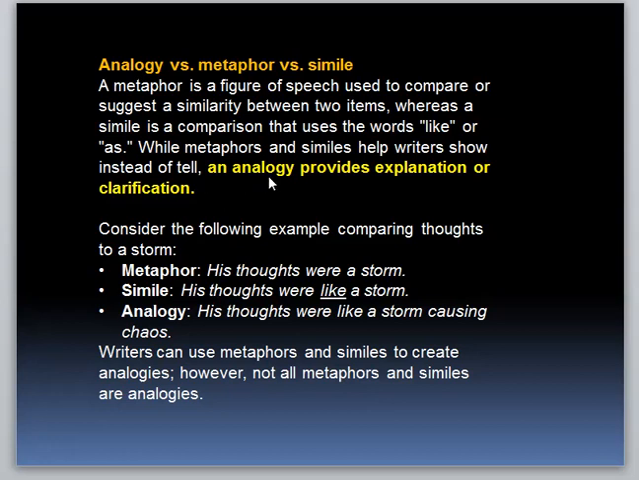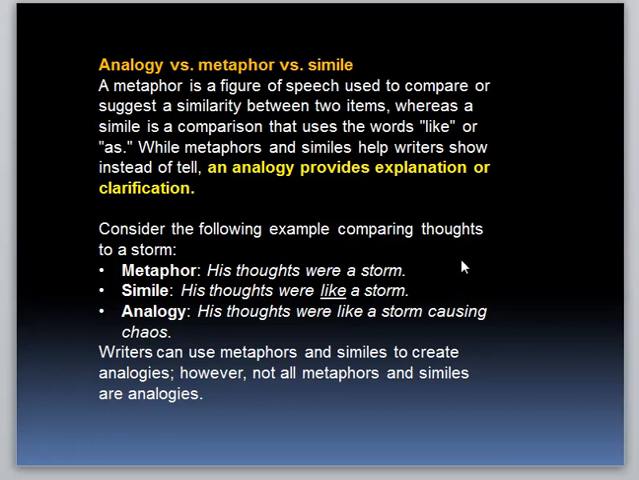And now for analogy, how is it different? An analogy is also a comparison. It also finds the similarities, but it provides explanation or clarification. Please keep in mind, analogy is what? It provides explanation or clarification. So it goes beyond metaphor and similes.